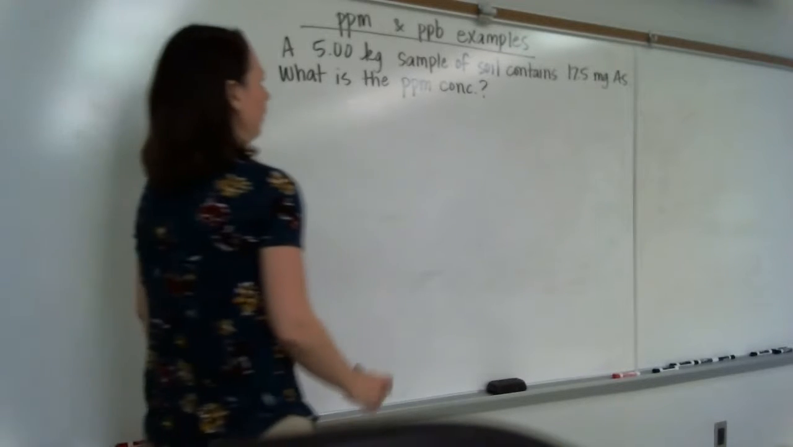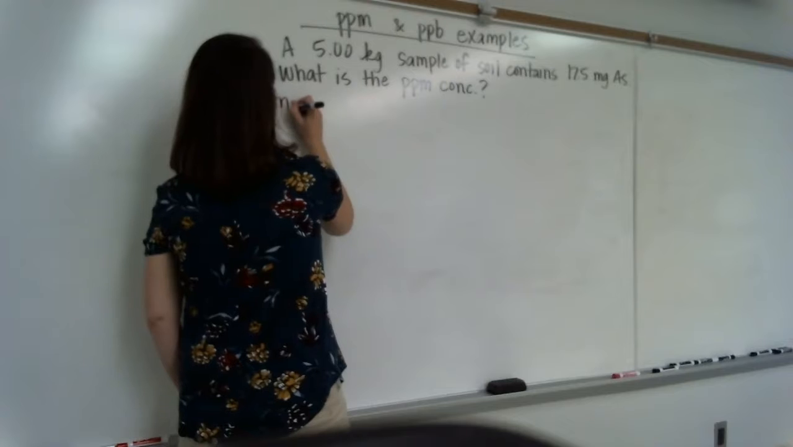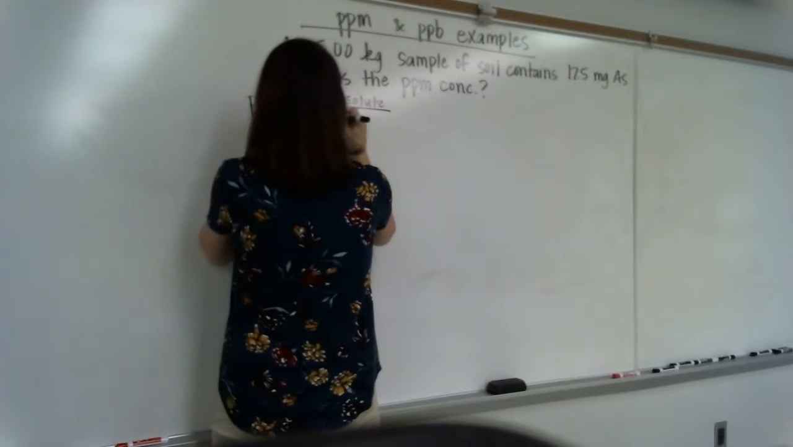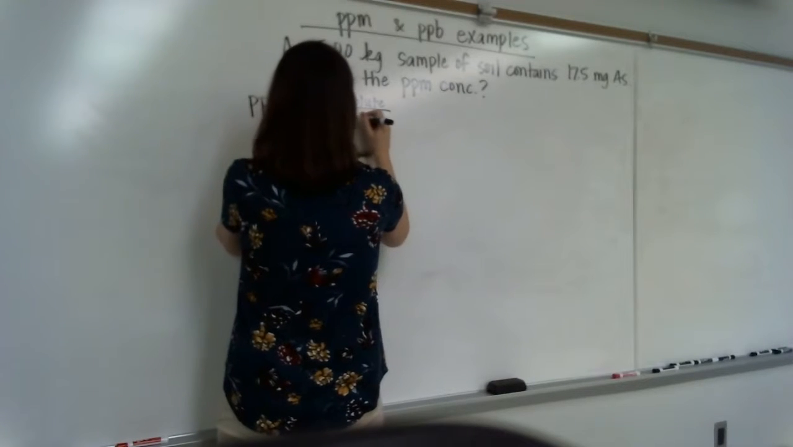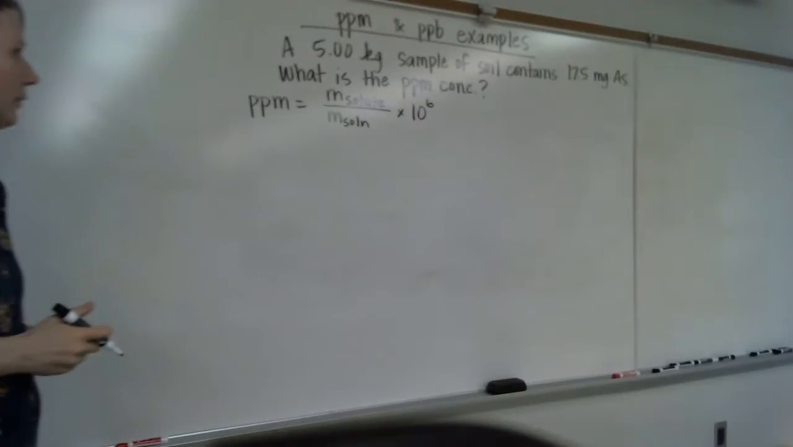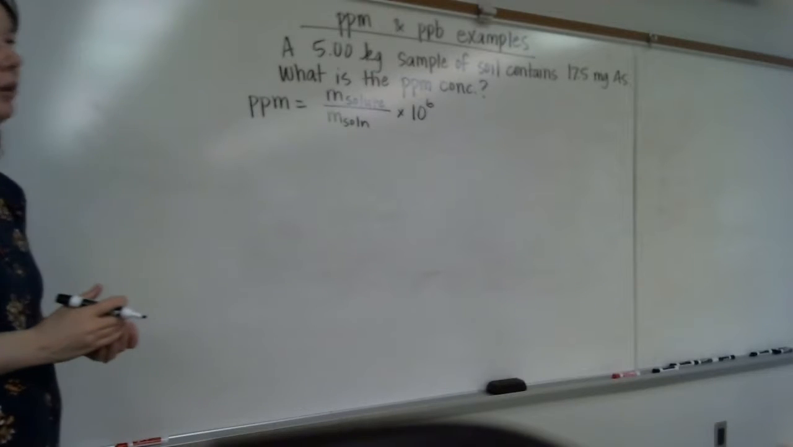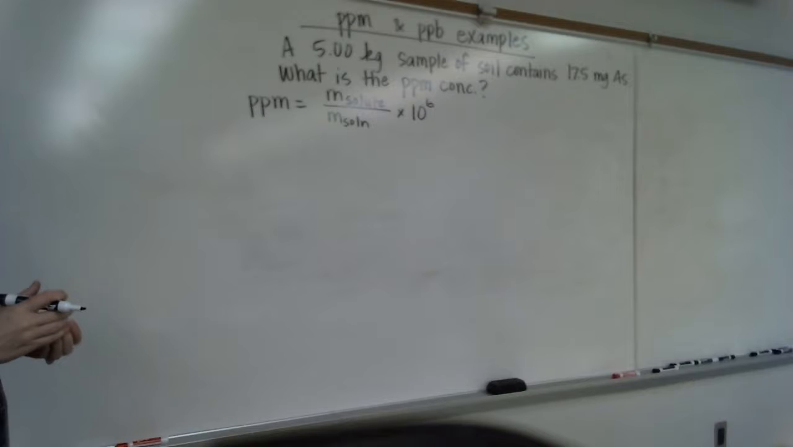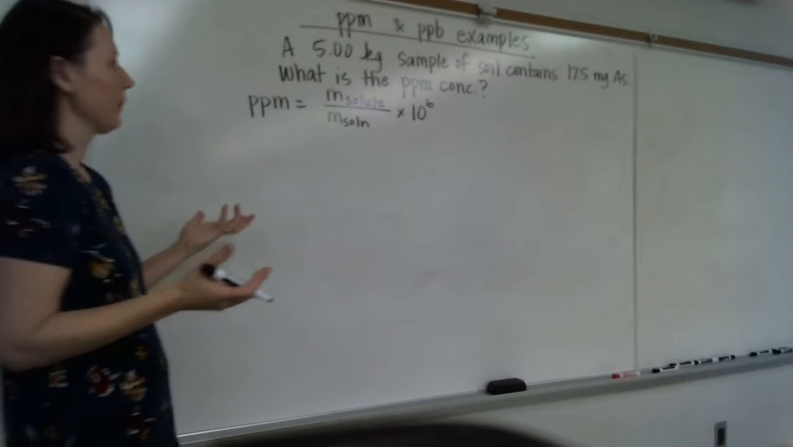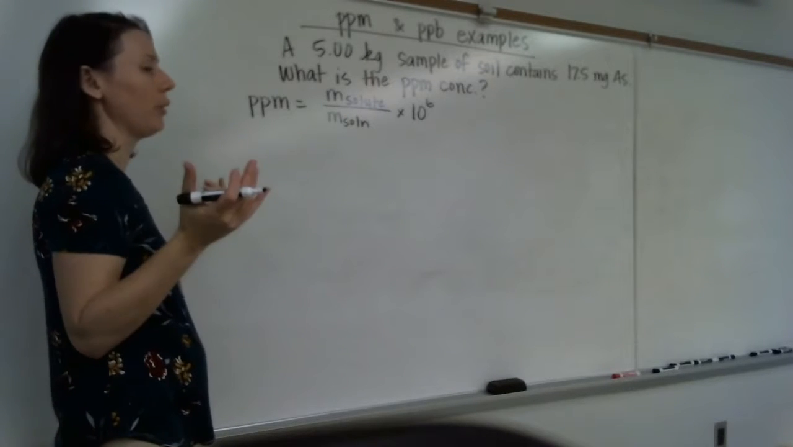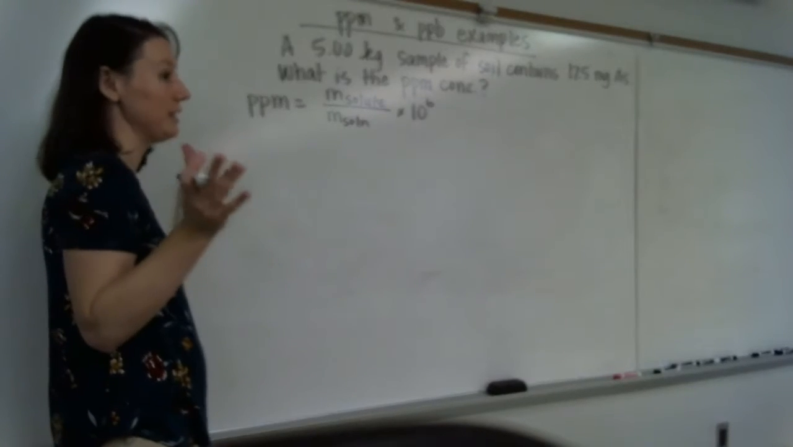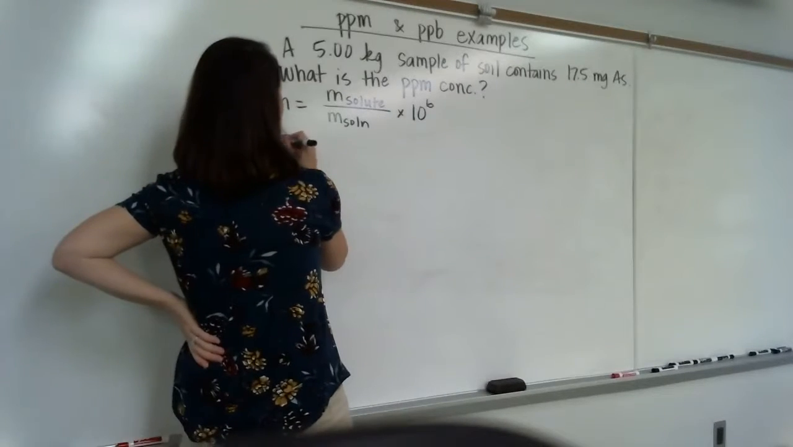Now, the formula: ppm is equal to the mass of the solute over the mass of the solution times 10 to the 6th, right? We've got kilograms and we've got milligrams. Can we go ahead and do this as is? No, we can't, right? We have to have the units be the same. So, why don't we just convert them both to grams? Or you could convert milligrams to kilograms. I don't really care how you do it. Just be consistent, okay?